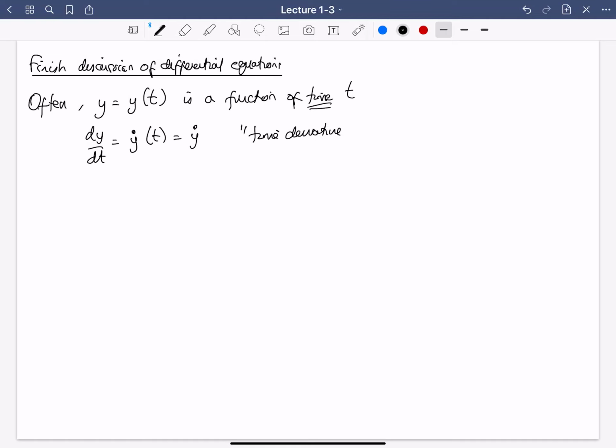That's kind of a tradition rather than anything else. So it's just the same as the prime we were using for derivative before, but the tradition is to use a dot for time derivative. And then d2y by dt squared, the second time derivative, that'll be y double dot of t, or simply y double dot. That's the second derivative.